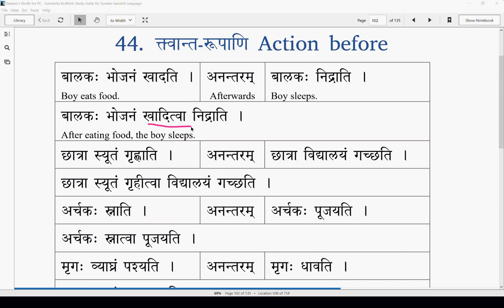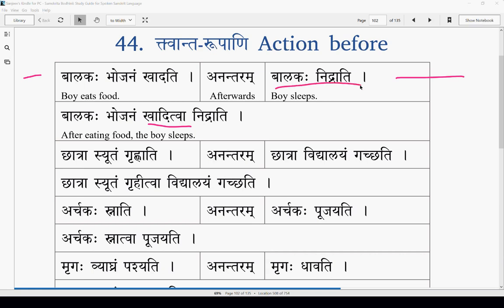So what does this mean actually? Khaditva means after eating food. That means Khaditva means after eating. So two sentences are given here. The first line: Balakah bhojanam khadati and Balakah nidrati. So these are two separate sentences. Balakah bhojanam khadati, the boy eats food.